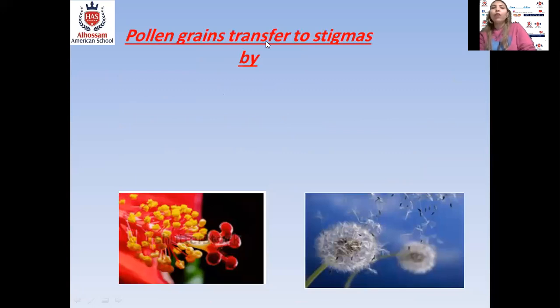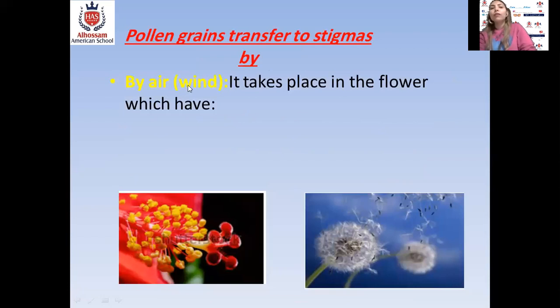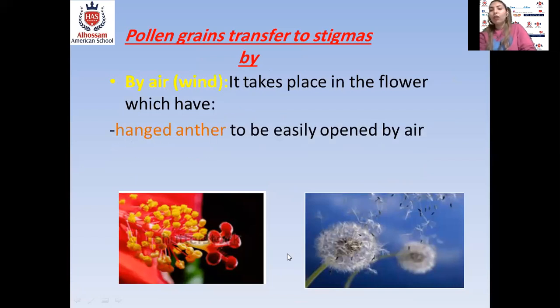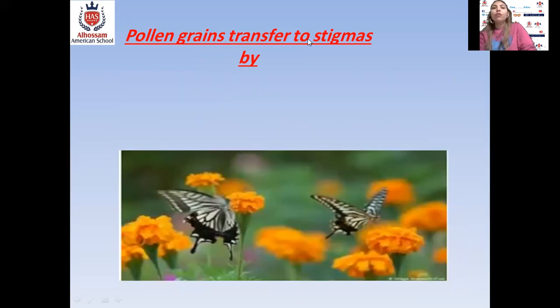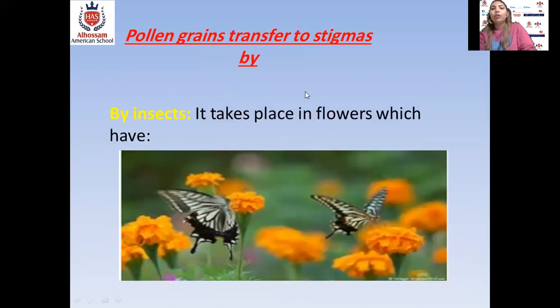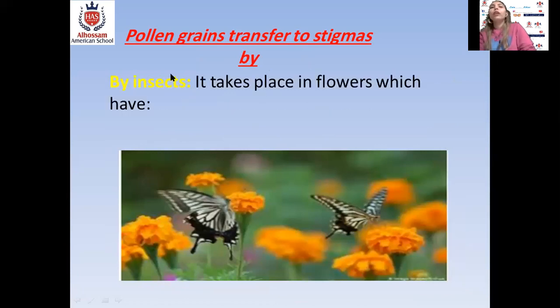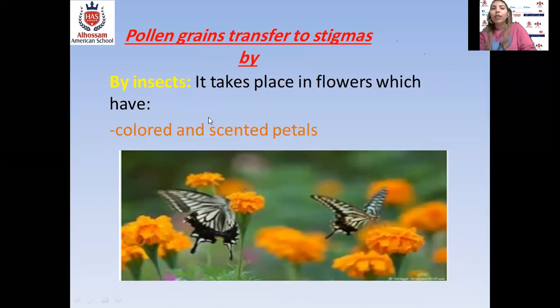So now pollen grains transfer to the stigma in 2 ways. Number 1, by air or wind. It takes place in flowers which have hanging, long anthers, to be easily opened by air, and feathery-like stigmas. Number 2, by insects, called pollinators. And it takes place in flowers which have colorful petals to attract the insects.